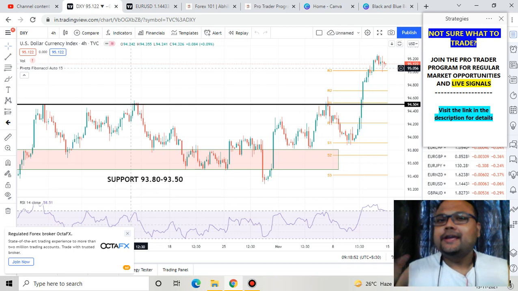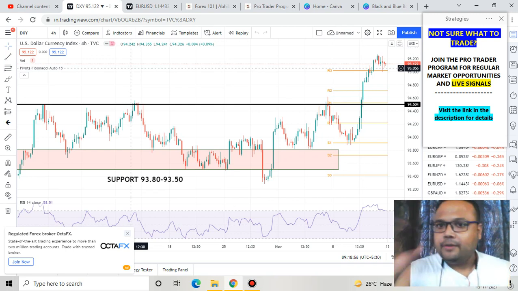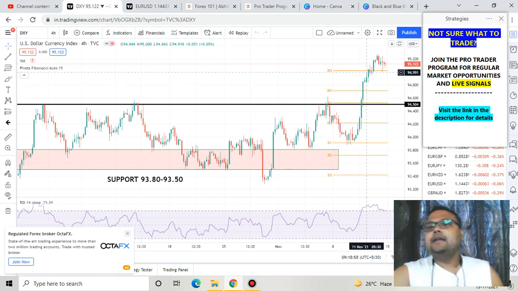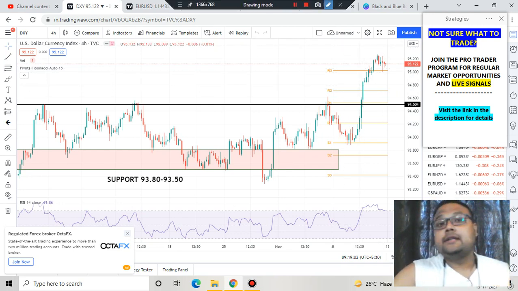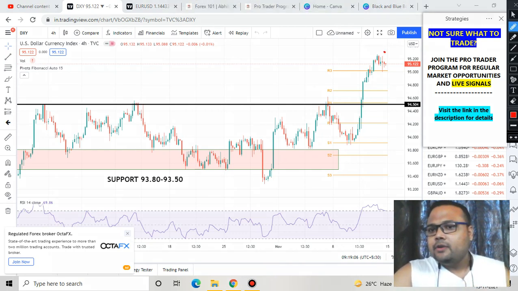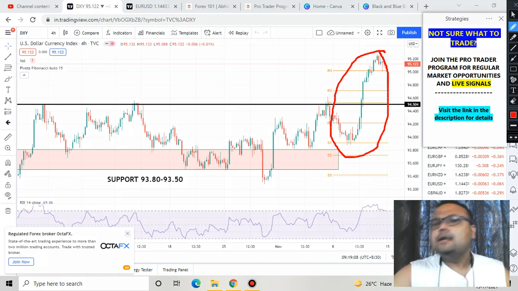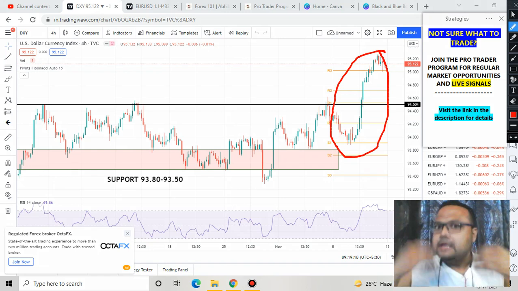As we all know, DXY or the US dollar is extremely bullish after the CPI report last week, and you can see that DXY is standing at 95.12. It crossed the 95 level, which was the minor resistance here. And if you look at the chart here, it seems that after this bullishness in the market, next week we may see some correction or consolidation.